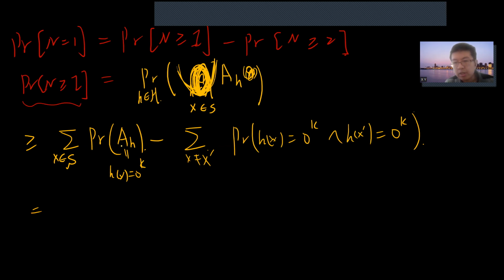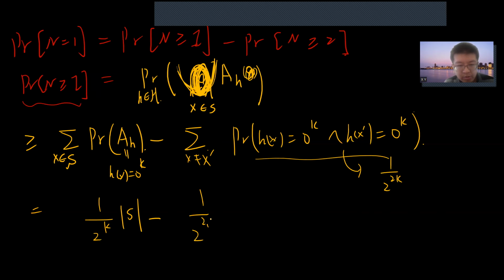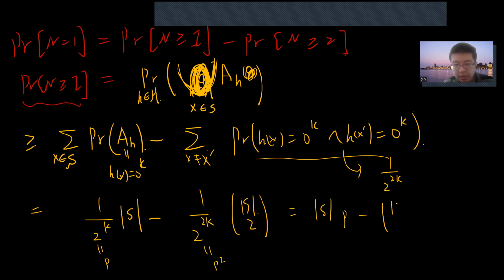And by my assumption, given x, the probability that h of x is 0 to the k is 1 over 2 to the k. So it's 1 over 2 to the k times s, minus the pairwise term, and by definition this is also a constant, 1 over 2 to the 2k. And the number of pairs is s choose 2. Let me call this p, and this p squared. So it's just s p minus s choose 2 times p squared.